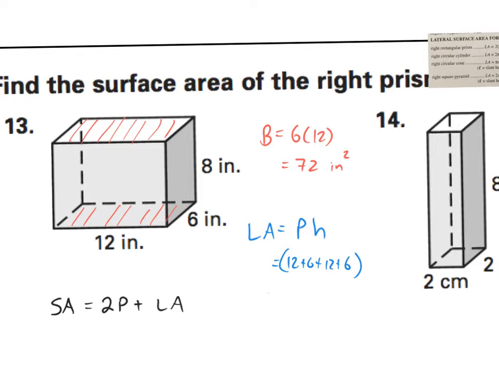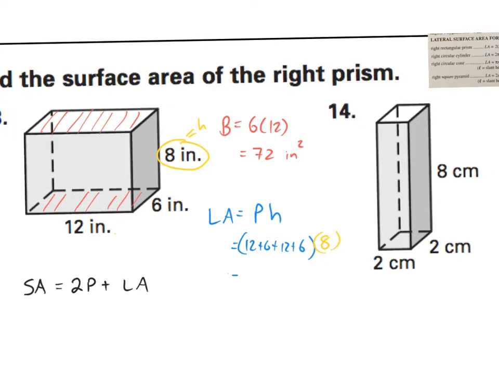And of course, the height is the distance between the bases. The height is the distance between the bases. So my bases I colored as red here, so the height is that distance there. So all of this simplifies to 288 inches squared.